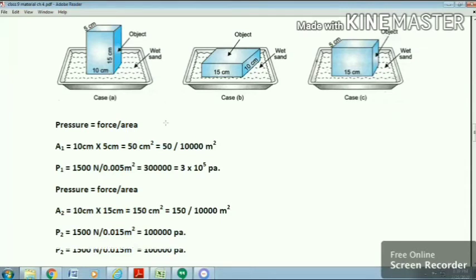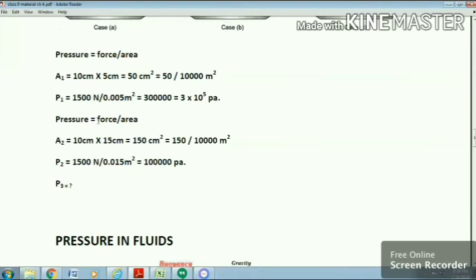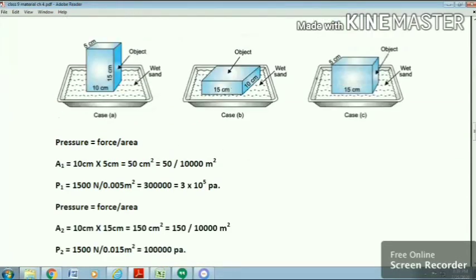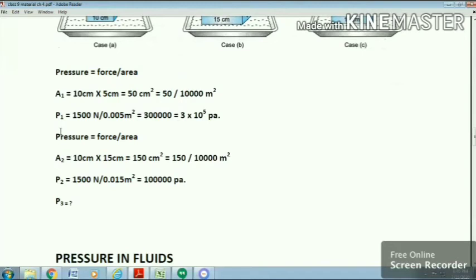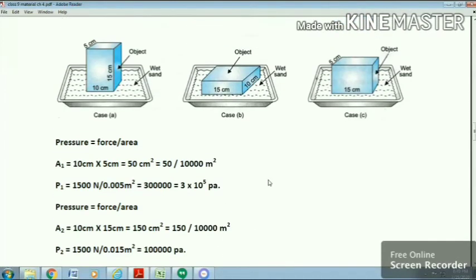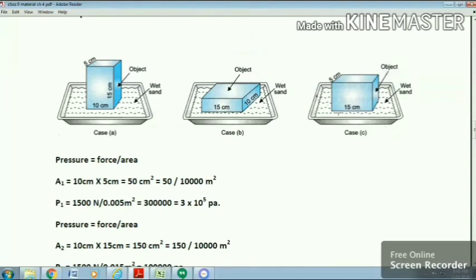Second also I have solved for you. That is pressure is equal to force by area. Same force, 1500 Newton, and here area is different, that is 10 centimeter into 15 centimeter. First calculate it, then convert to meter and substitute in the formula. So we'll get 10 to the power 5 Pascal. P3 I am leaving for you. Solve it. For the third case, here the area of contact is different.